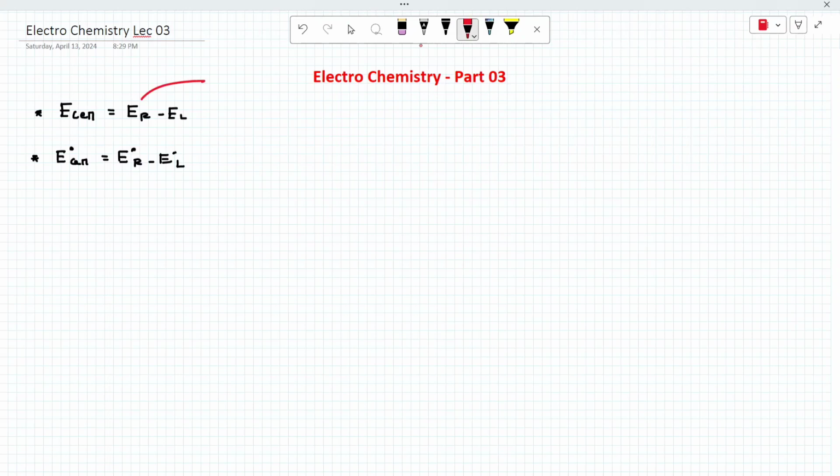Right side always undergoes reduction and left side always undergoes oxidation, right? Both ER and EL are SRP values. Now this E naught cell, and E naught R and E naught L, both are SRP. Suppose in the exam they give SOP, then SOP is equal to minus SRP. This we discussed.